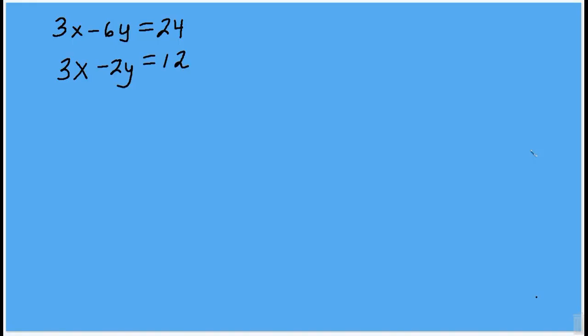Let's try an example like the last one. We see that we have 3x minus 6y equals 24 and 3x minus 2y equals 12 as a system of equations. We look and we see that they have the same number. So if you have the same coefficient in front of a variable and everything is set up the same way, then when we have the same, we subtract. So we're going to subtract the bottom equation from the top equation.